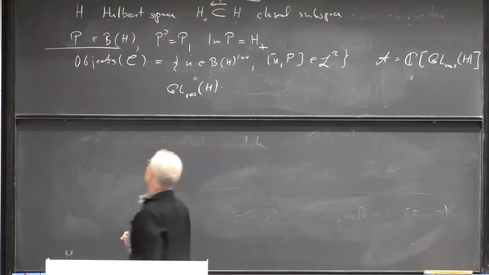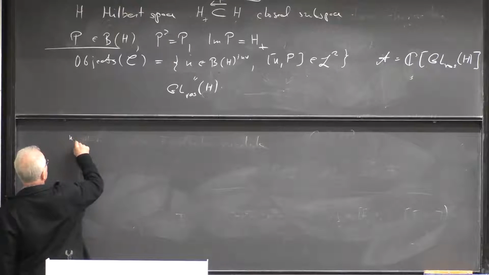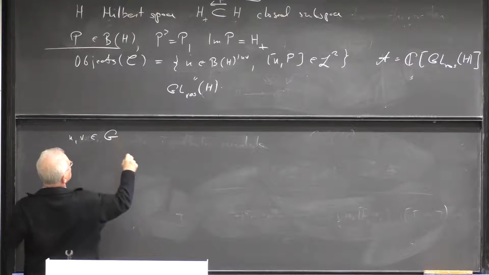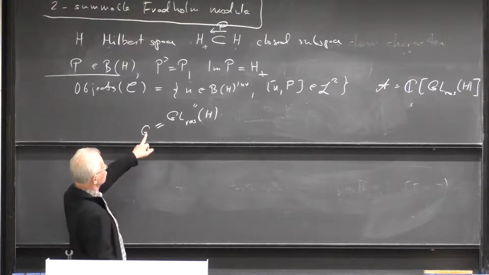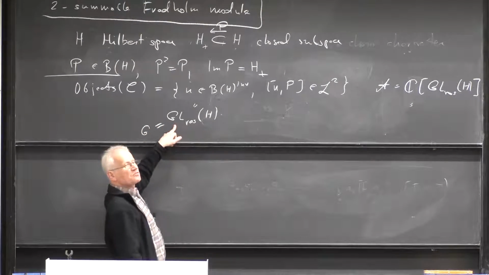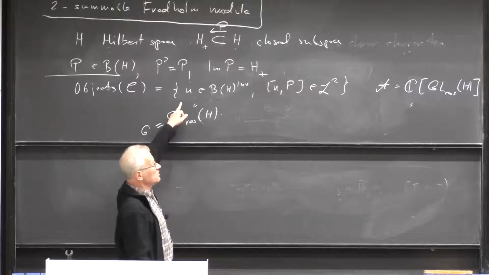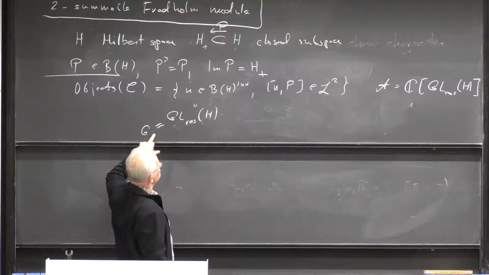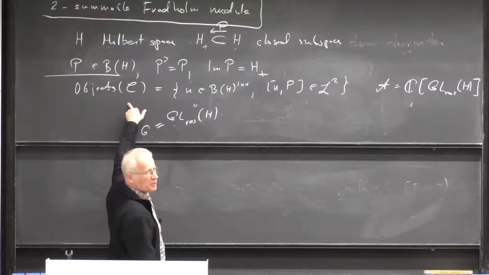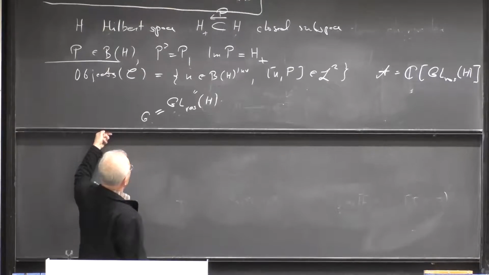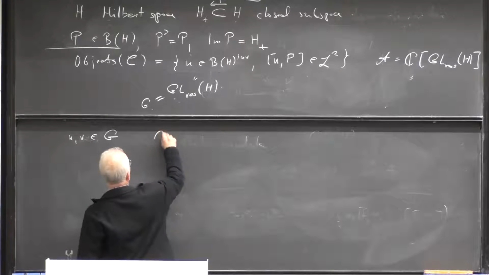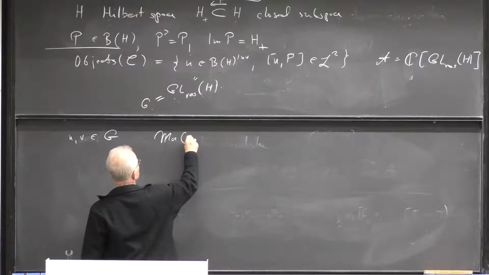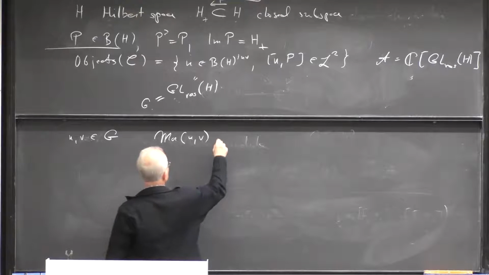So the morphisms will be as follows. Given the pair of elements in my G, well, the group obviously acts on itself by left multiplication. So my G acts on objects. Okay, now morphisms. Given two elements of G, morphisms from U to V will be as follows.